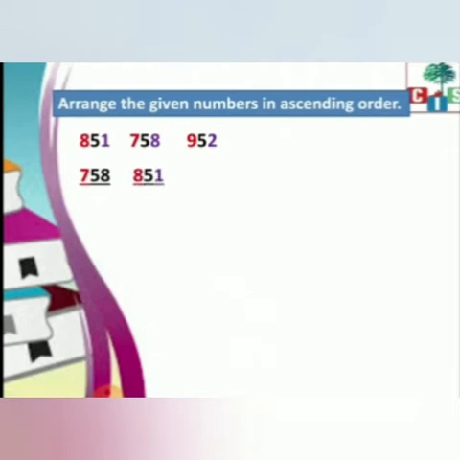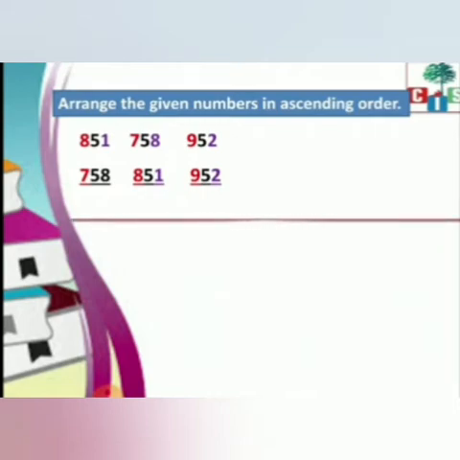851. Now the biggest number will be left because we have written 758. We have also written 851. So the number which is left is the biggest number, 952.